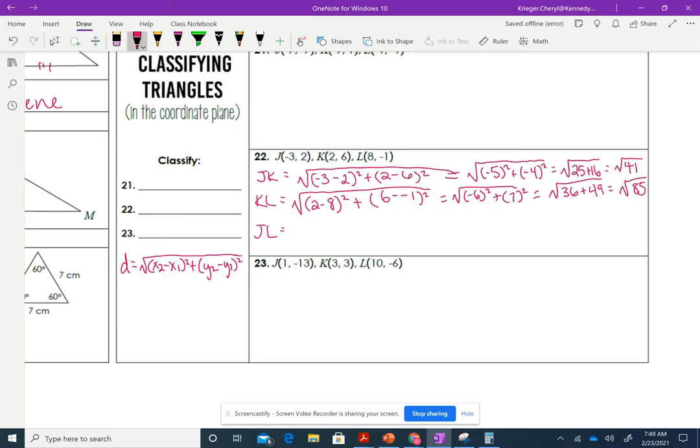Equilateral is ruled out. Okay, and finally JL, side JL, is going to be -3 minus 8 squared plus 2 minus -1 squared. -3 minus 8 is -11 squared. 2 minus -1 is 3 squared. And here we have -11 squared is positive 121, and 3 squared is 9. 121 plus 9 is the square root of 130. So I am going to say all those distances are different. So triangle JKL is scaling.